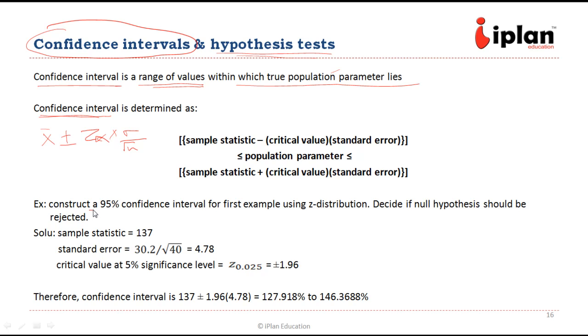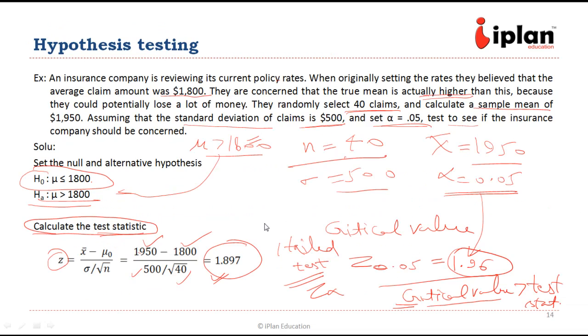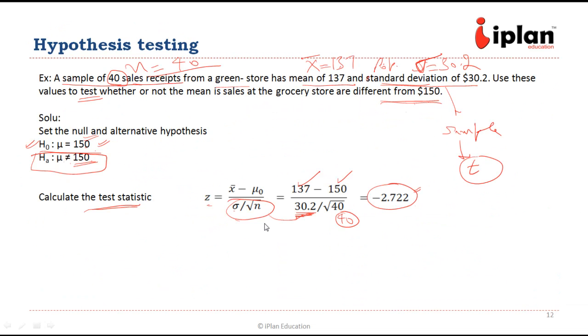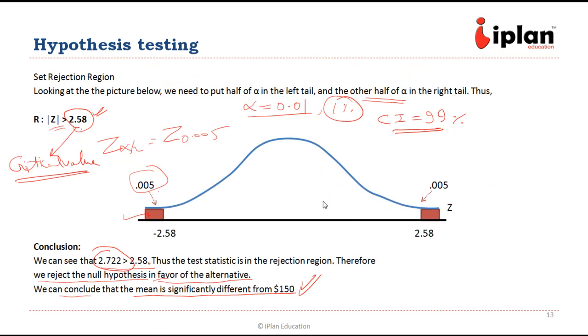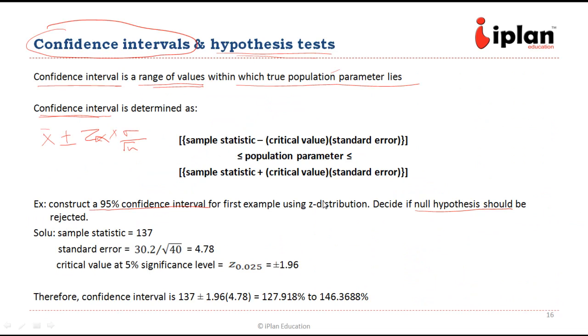Let us take an example to clarify it. The question says construct a 95% confidence interval for the first example and decide if the null hypothesis should be rejected. Now let us look at the first example and take the values from there. This is the first example. We know the value of test statistic is minus 2.722, value of n is 40, sigma is 30.2. Let us put these values there. The standard error is again 4.78. The sample statistic was 137.